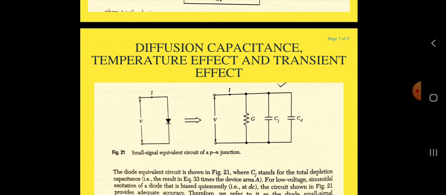Now, the diode equivalent circuit is shown in this diagram, where Cj stands for the total depletion capacitance, that is the result of the previous equation times the device area. For low voltage sinusoidal excitation, the diode is biased at DC. The circuit provides adequate accuracy, therefore we refer to it as a diode small signal equivalent circuit. Now we discuss the transient behavior.